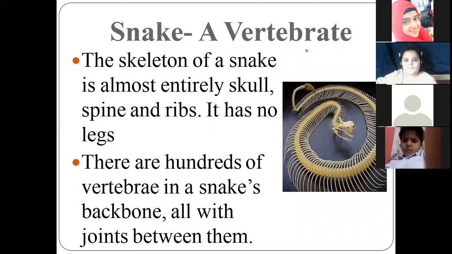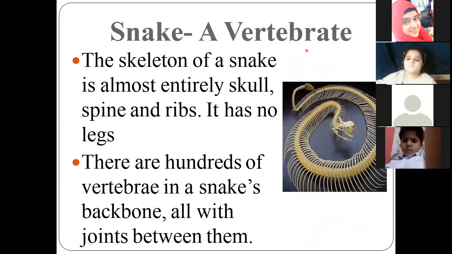Okay, a snake, a vertebrate. How does a snake could be called as a vertebrate? Let us see. Snake क्यों कहलाता है vertebrate? The skeleton of a snake is almost entirely skull, spine, and ribs. It has no legs. It is a whole body entirely of a skull and spine and ribs. It has one skull. It has a spinal cord, long spinal cord with a tail, and ribs. You can see as shown in the picture in front of you. Can you see the picture? Picture nazar aa rahi hai aap sabko?